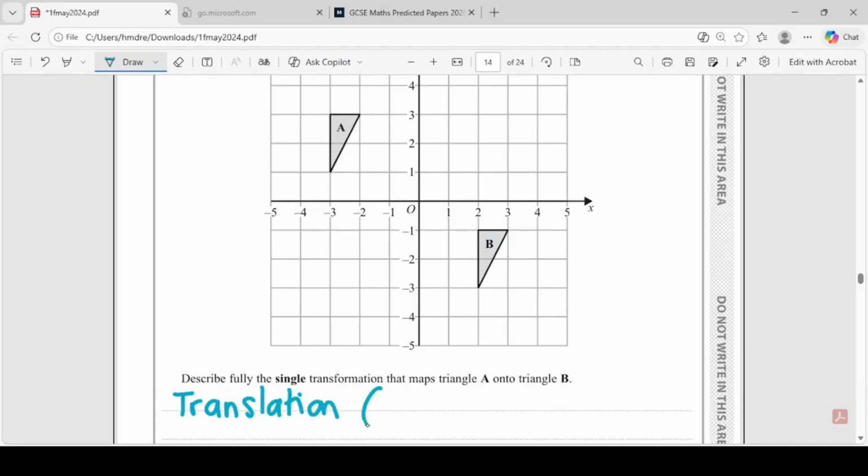And how we write it is we say, where did it move in terms of x? So I'm just going to look at this bottom point. It moved 1, 2, 3, 4, 5. Okay, so that's my x, how it moved. And then it also moved down. So 1, 2, 3, 4, down.